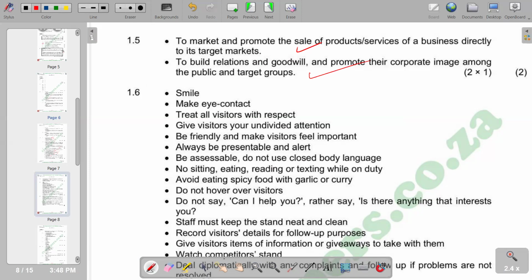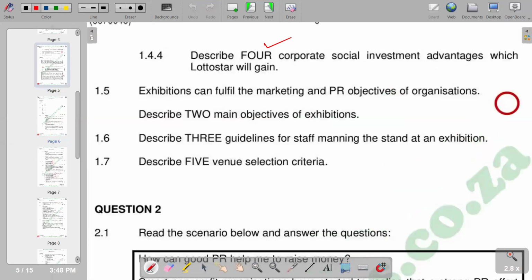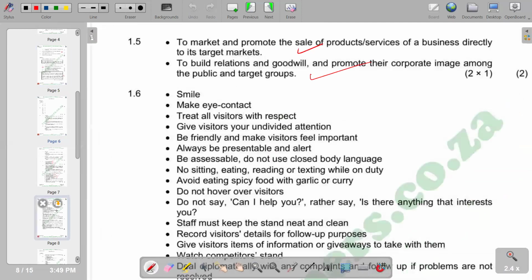So moving on to the next question, which is now our 1.6. Describe 3 guidelines for staff manning the stand at an exhibition. What are the 3 guidelines? Of course, we have many guidelines that you can include there, but we should take note that the staff must keep the set neat and clean. That's the basic guideline that we can come up with. That is on our 1.6.